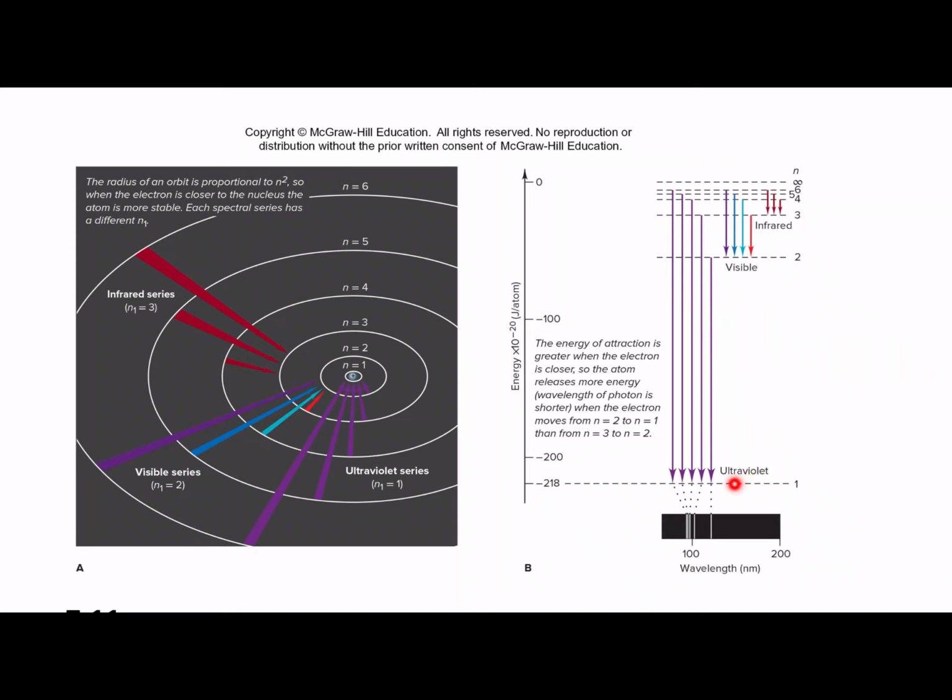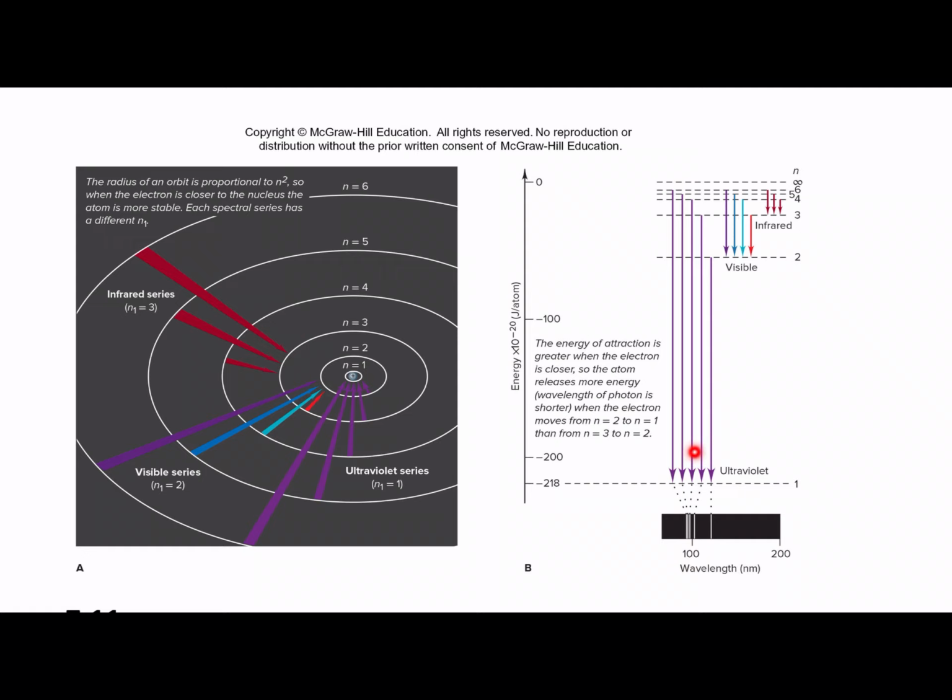When the excited hydrogen atoms come down to n equals 1, the first energy level, that appears in the ultraviolet region. So these violet color lines represent the n equals 1 level, which is the UV region. Now if it comes in the UV region, are we able to see it? No, because it's not visible.